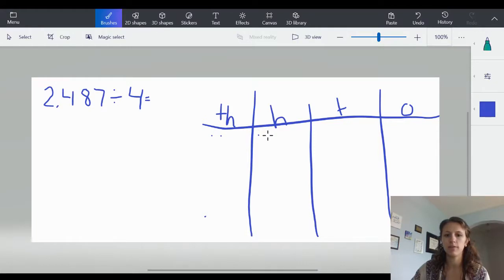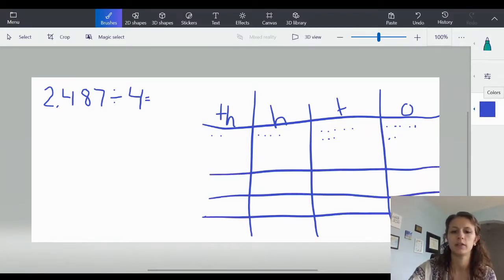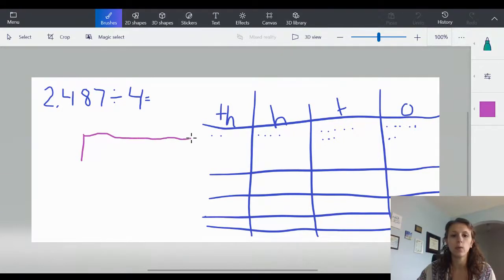2,000, four hundreds, eight tens, and seven ones. And I'm going to go ahead and also show the four groups that I am trying to divvy it up in. All right, so we can represent this with a tape diagram as well to help us represent that relationship between our total and our part.